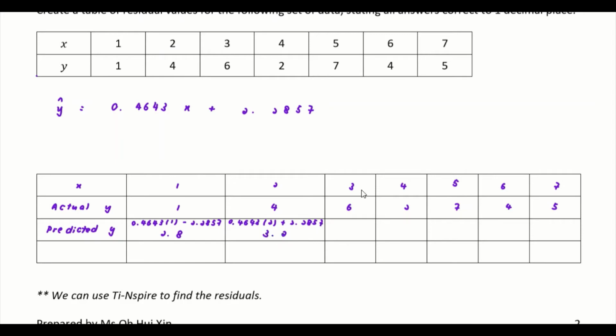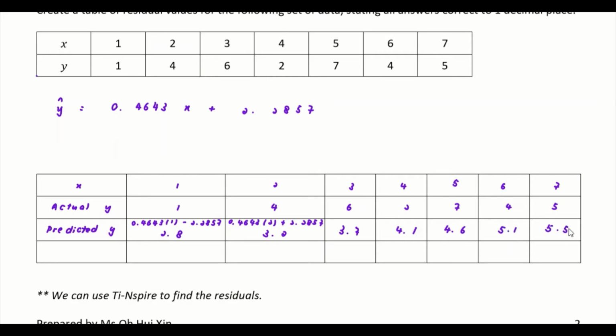So we try to do the same thing, substitute 3, substitute 4, 5, 6, 7 for all this x to get your prediction value for y. So yeah, you can spend some time to pause the video and get all your answers first, then you come back to resume the video to check whether you are getting the correct value or not. So you should have 3.7, 4.1, 4.6, 5.1 and also 5.5.